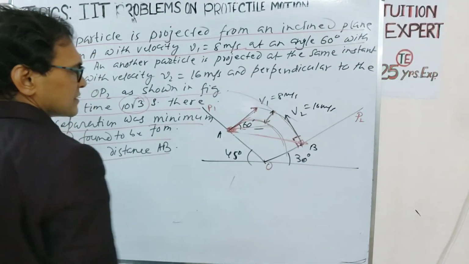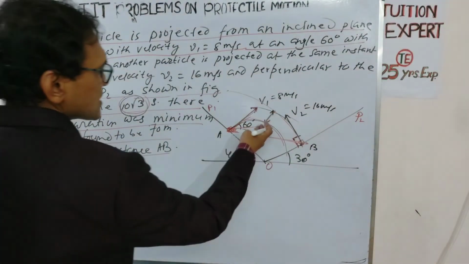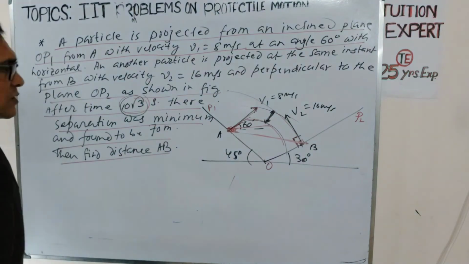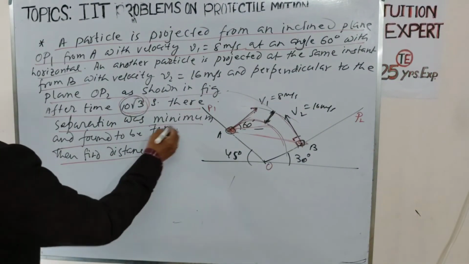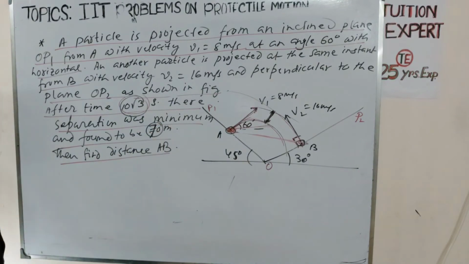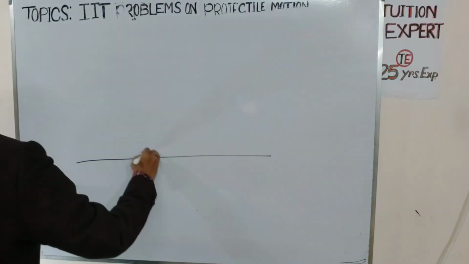And after some time, the distance is minimum. This distance is minimum. After some time, then what is the distance between this and this? Distance between A and B. You have to find the distance. Minimum distance is given 70 meter. Now I draw the picture.